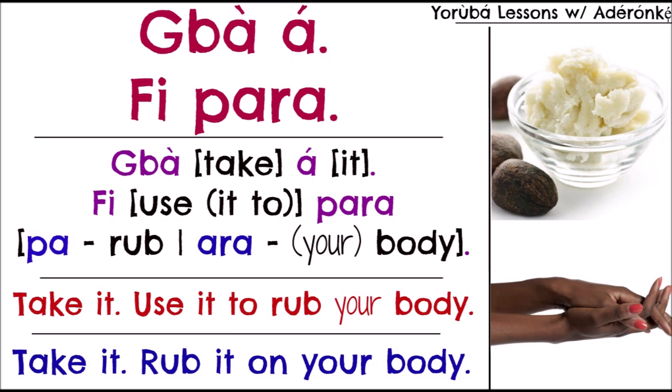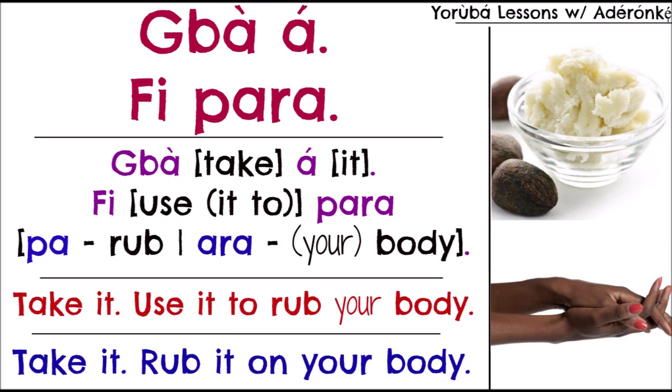Fi para, I put it in italics, not really italics, but I changed the fonts to make you know that your is not specifically there. Use it to rub body, but I inferred the your, because if I say ba fi para, I'm saying take it, kill yourself with it, use it to kill yourself, your body. Ara could be body in one context. It could also be self in another context.